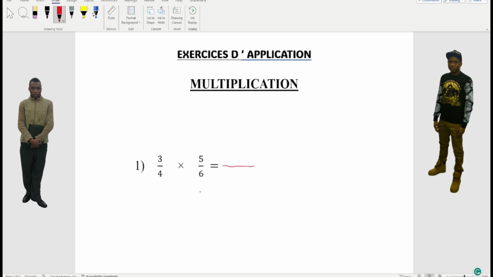So we're going to get 4, this 4 times 6. And then this is 3 times 5, and 3 times 5, we're going to get 15. And 4 times 6 equals 24, and we're done. Okay, that's how we do it.